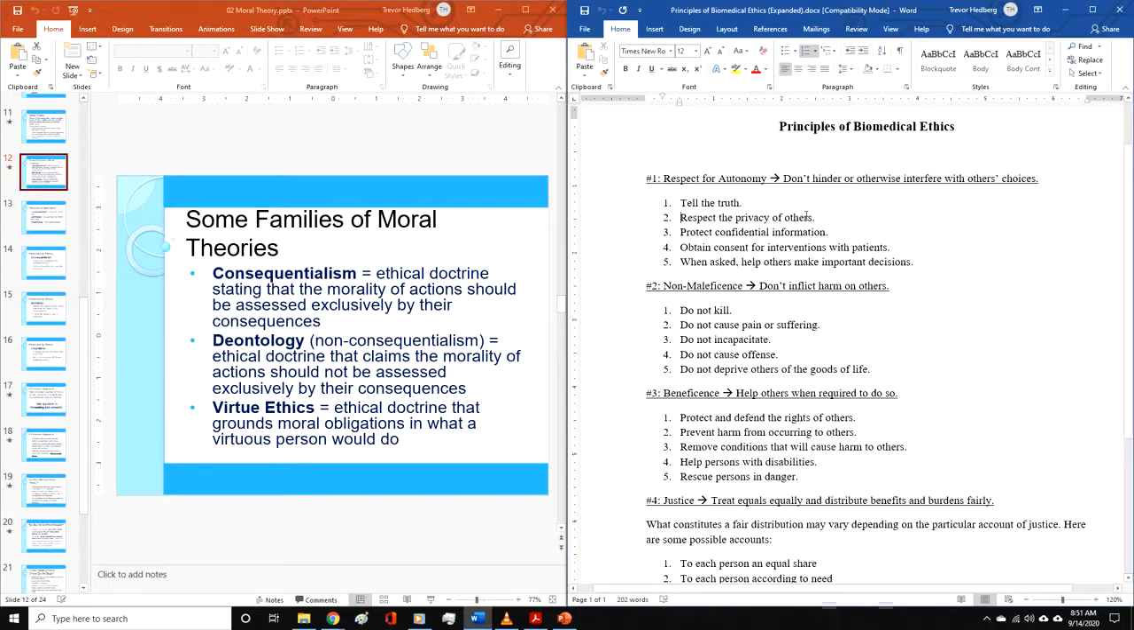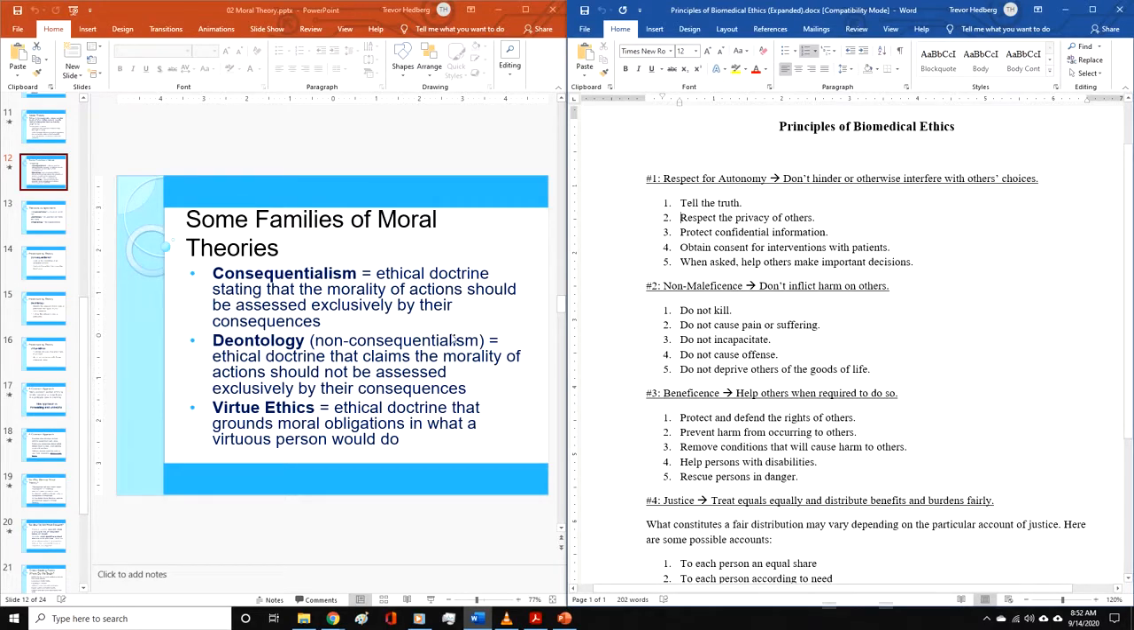Another part of respecting autonomy is to respect people's privacy and protect their confidential information. You've got to obtain consent for any kind of interventions that you're going to make with patients, and when you are asked for help, provide it. Help your patients make informed decisions about the issues at hand.